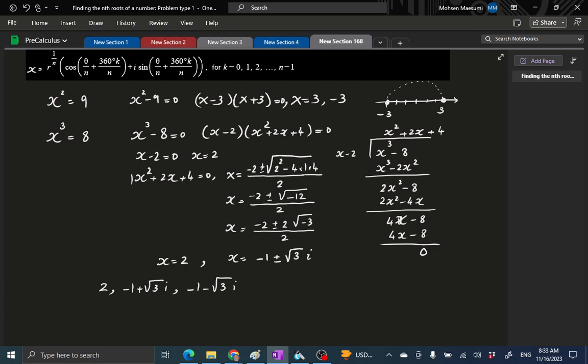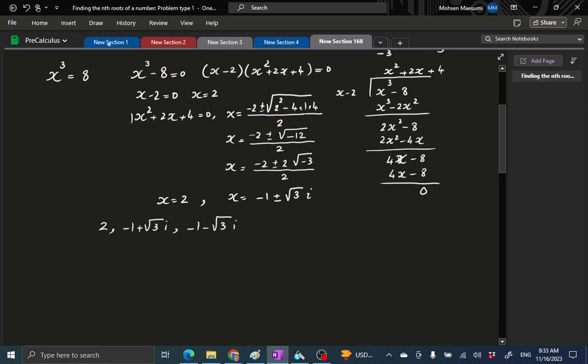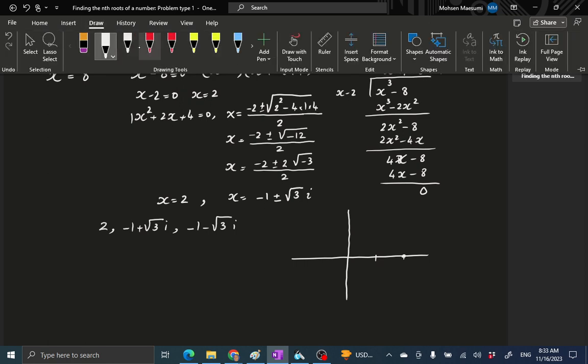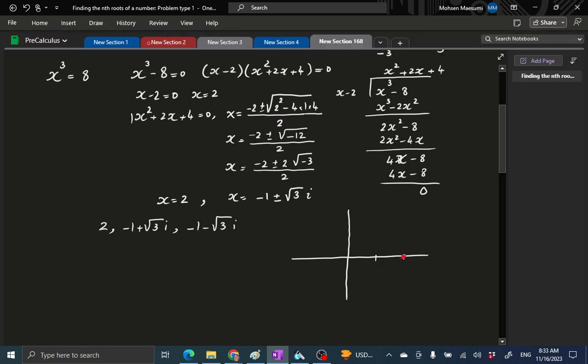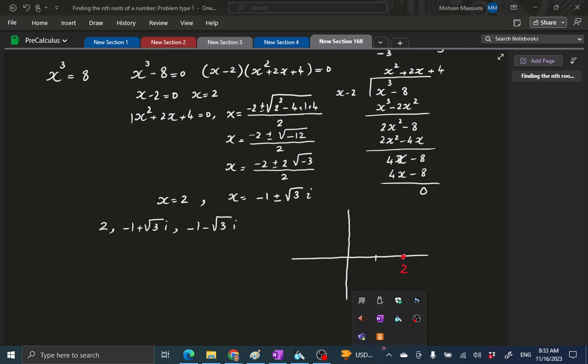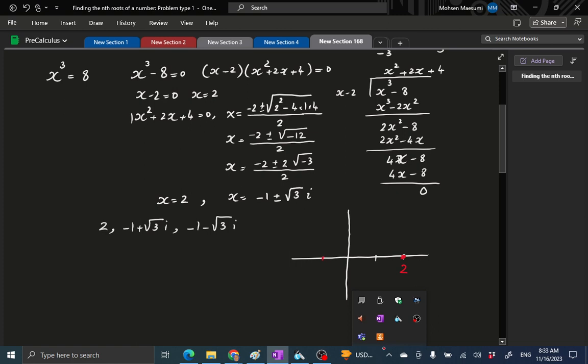Okay, now suppose I ask you to go ahead and graph these 3 points on the complex plane. Where are they? Well, the first one is easy. The first one is at location 2. Let me denote them in red color. This is 2. Minus 1 plus radical 3i: minus 1 and radical 3, somewhere here.